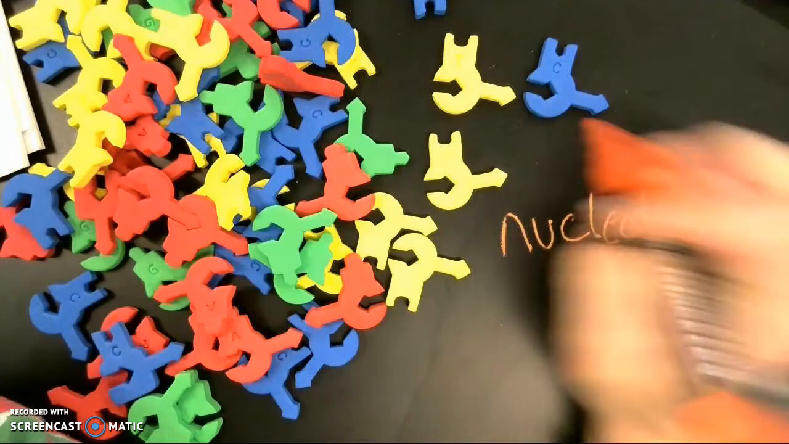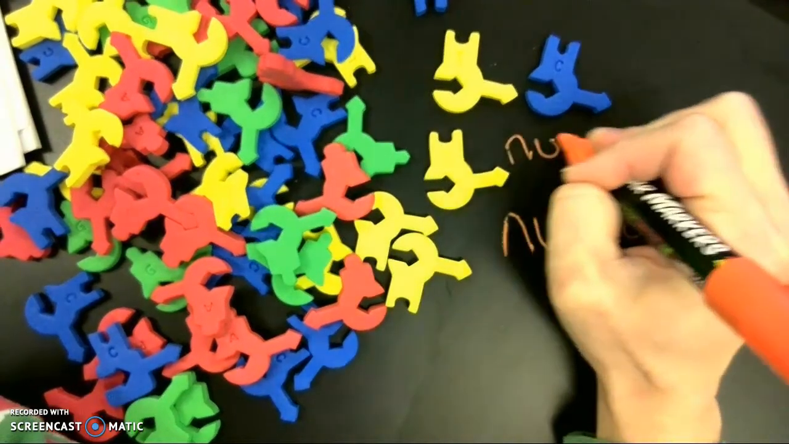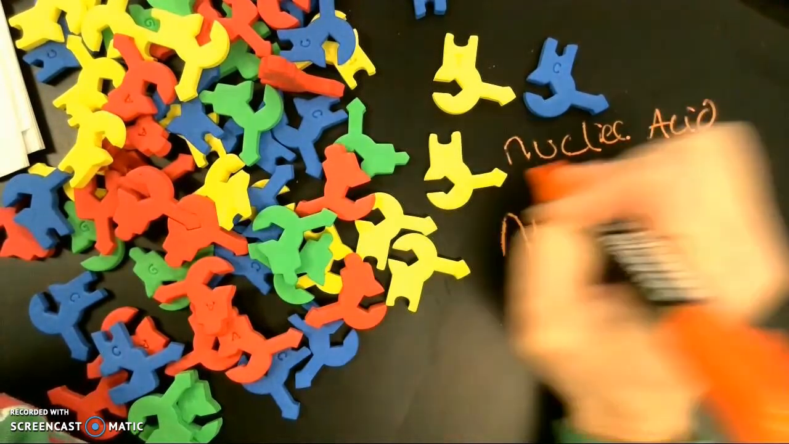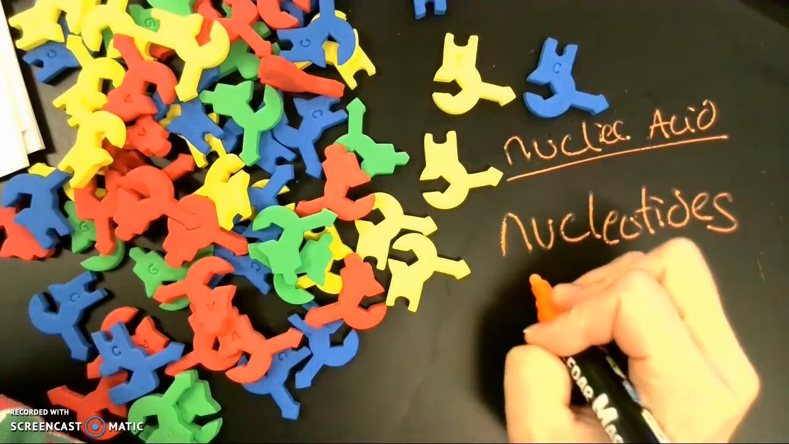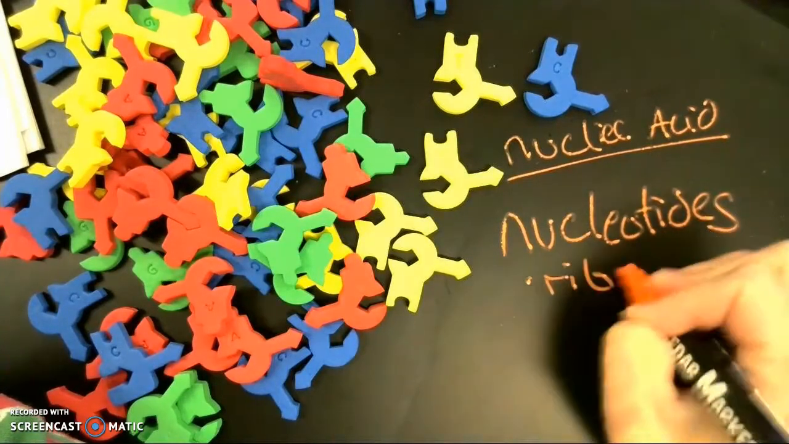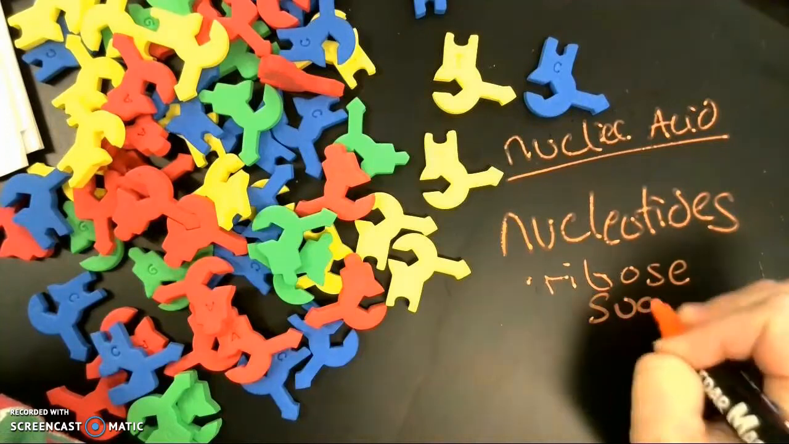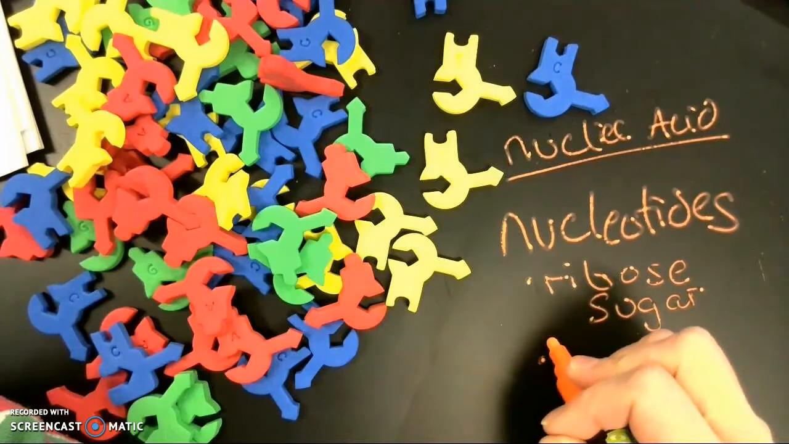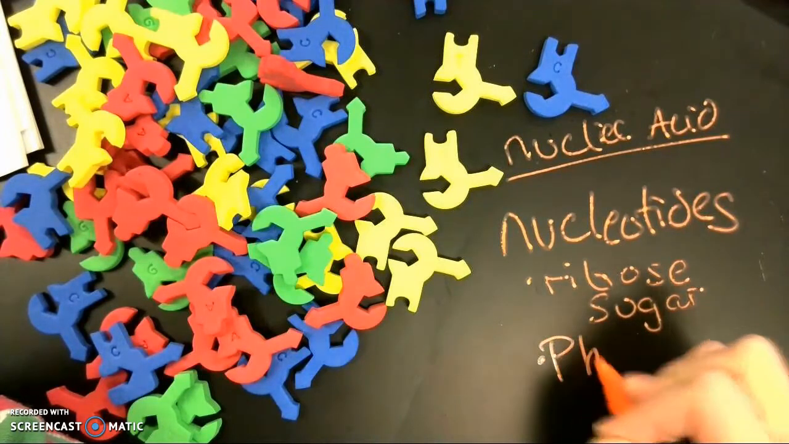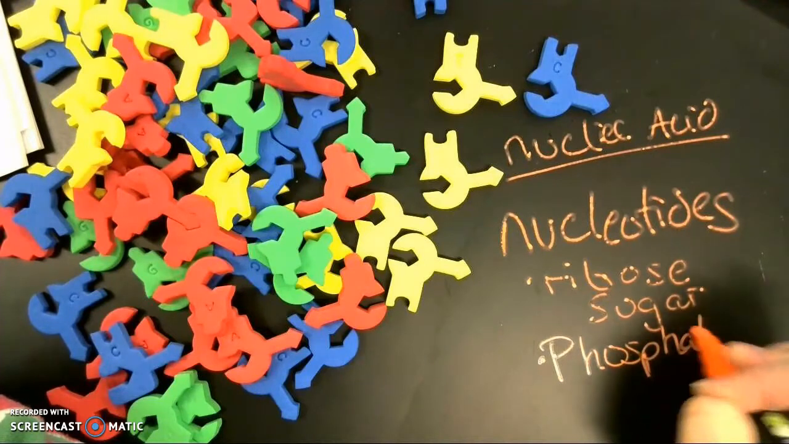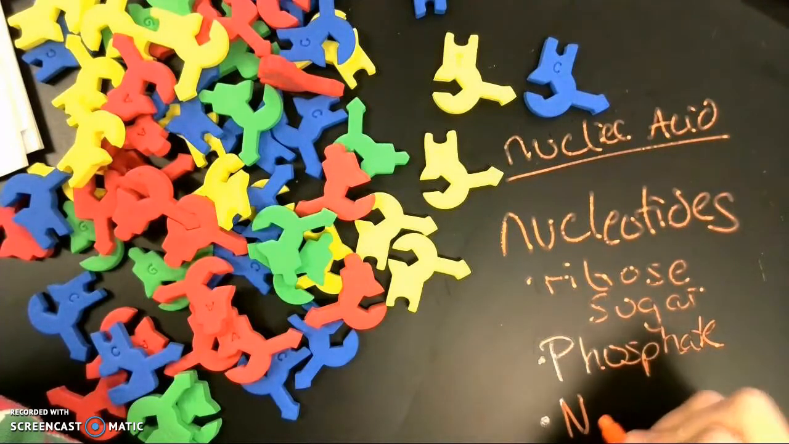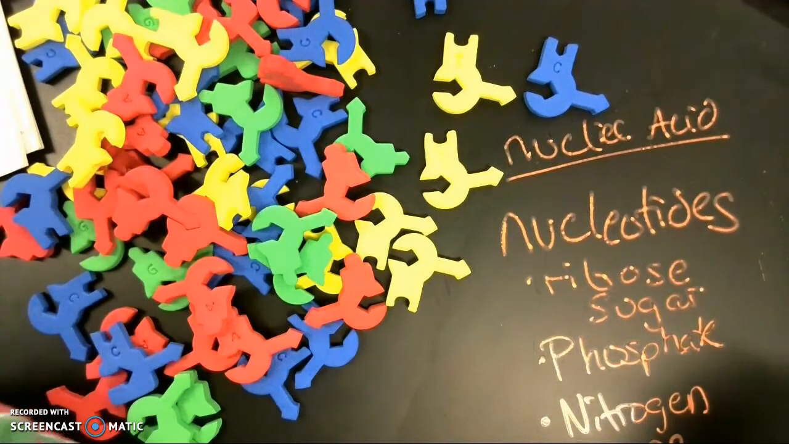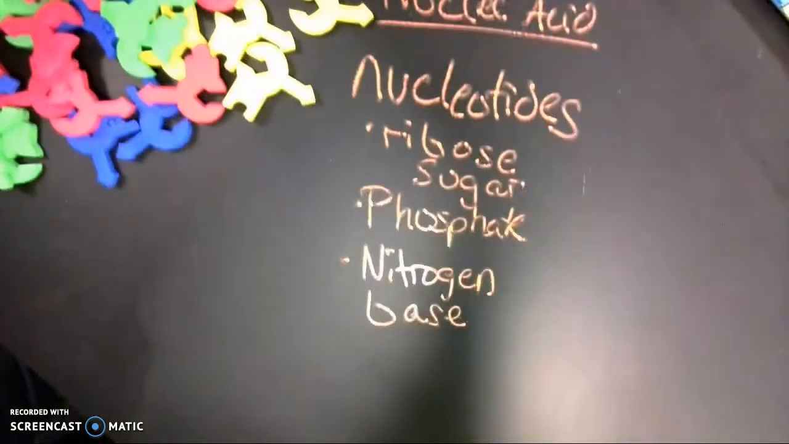Okay, nucleotides, remember, are a macromolecule. It is our nucleic acid monomer. In our nucleotides, we have three parts. We have a ribose sugar, a phosphate group, and then we have a nitrogenous base.